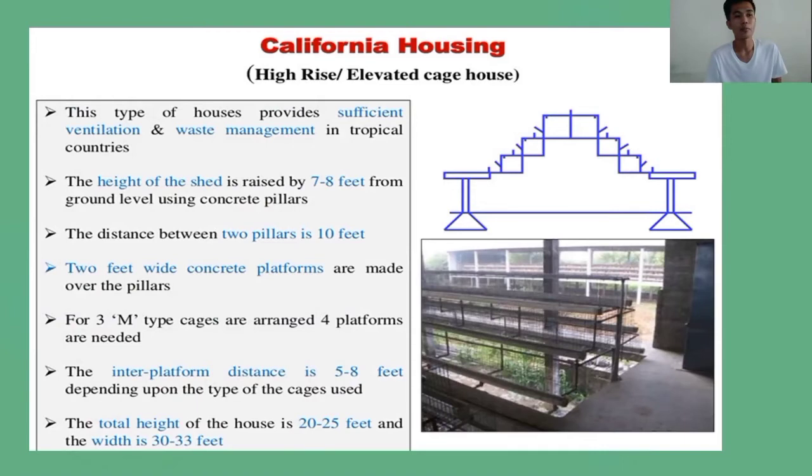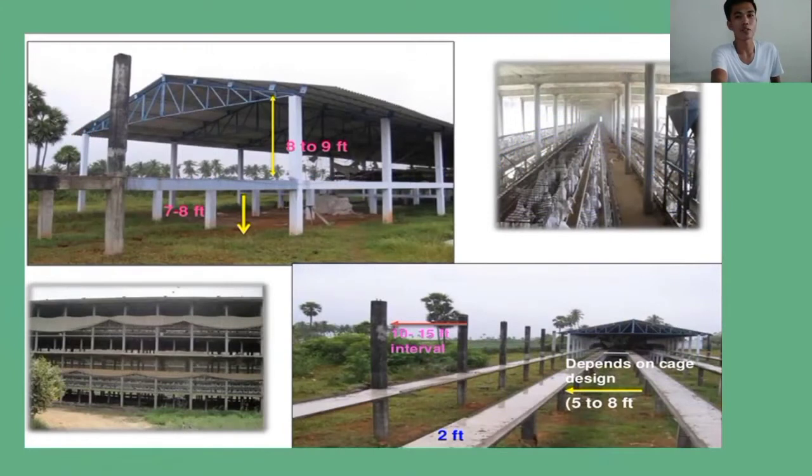For 3 M-type cages arranged, 4 platforms are needed. The inter-platform distance is 5 to 8 feet depending upon the type of cages used. The total height of the house is 20 to 25 feet and the total width is 30 to 33 feet. You can see in the illustration the different types of housing and the respective measurements.